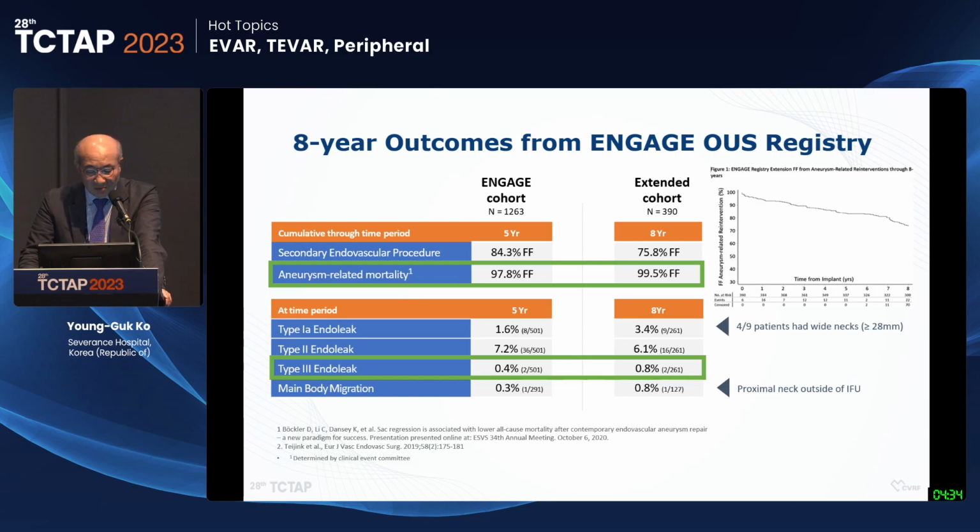The aneurysm-related mortality was only 0.5%, and the secondary endovascular procedure was about 25% at 8 years. I think this is excellent performance of the device. And type 3 endoleak is only 0.8%. And main body migration is also 0.8%. I think this shows the durability and safety of this device.